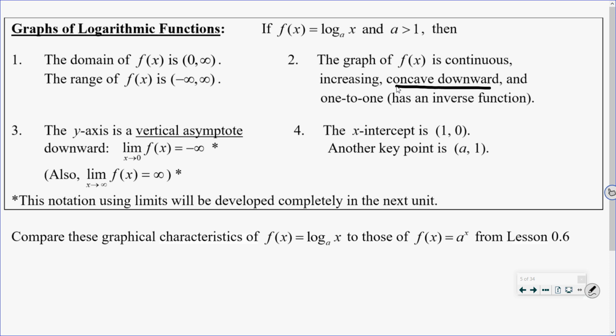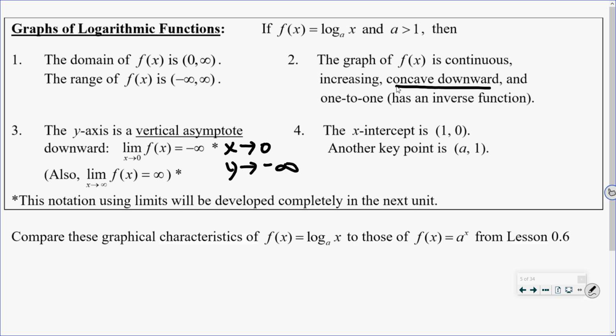So what it's saying is, as x gets closer to 0 over here, y goes to negative infinity. Really, this is the same thing as saying this: as x approaches 0, y approaches negative infinity. In other words, as x goes closer to 0, y is going down. But they write it with that limit notation. Again, we'll get into that more when we talk about limits.